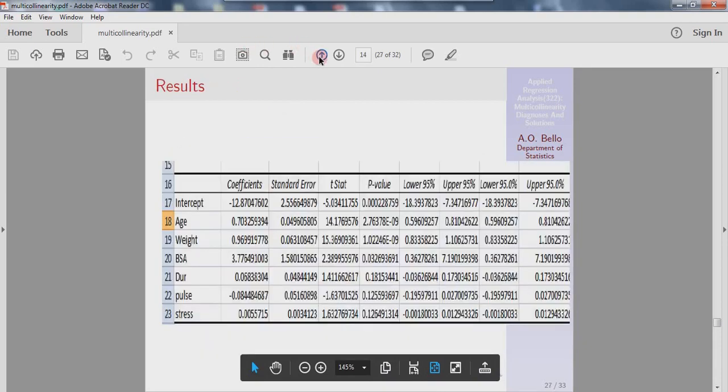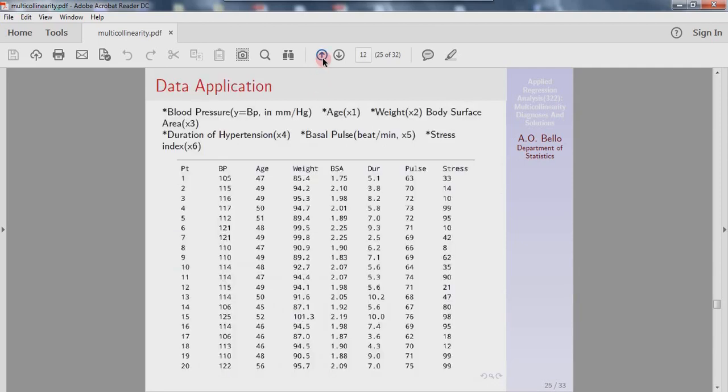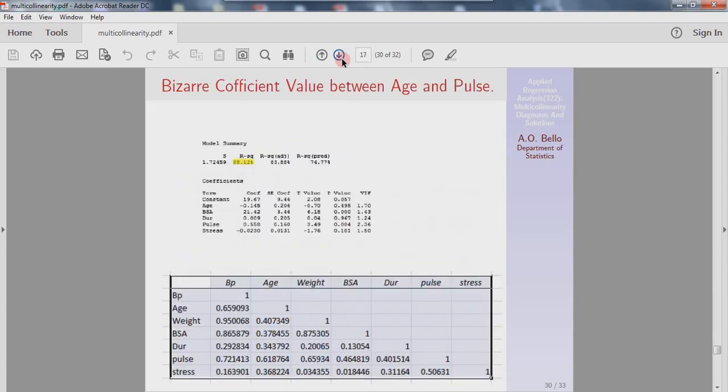So let's look at the correlation matrix we are talking about. So let's look at pulse. Pulse is correlated with age, is correlated with weight, is correlated also with body surface area, and correlated also with what? Duration. Most importantly, it is having the highest correlation with age and weight. So there are two variables here that have been suggested to be removed. Body surface area is suggested to be removed, and also pulse. So let's look at what we have now.